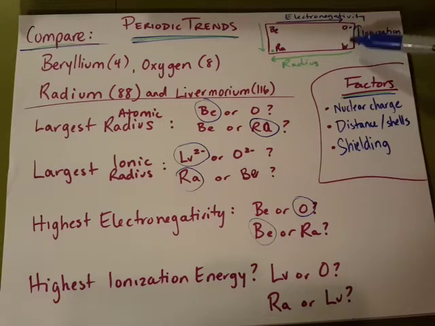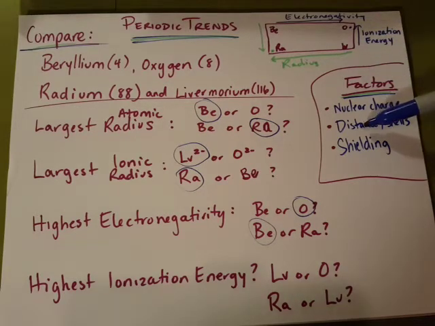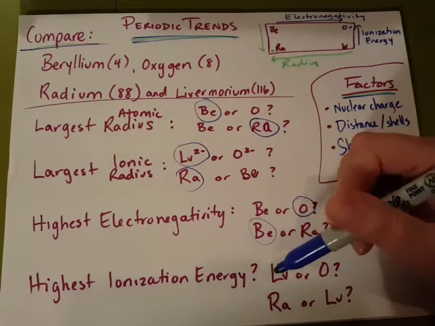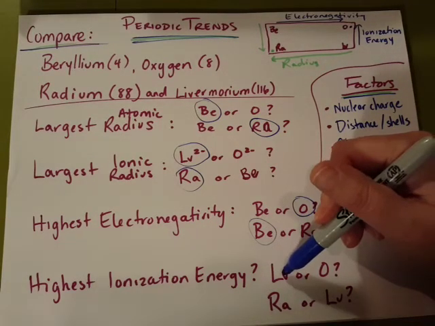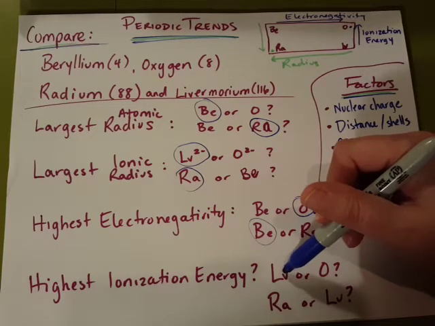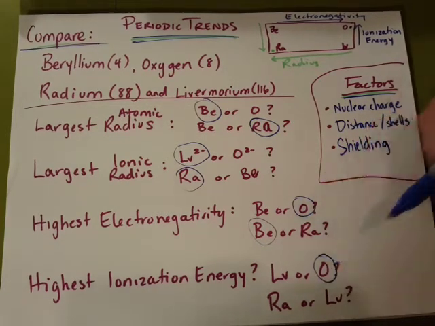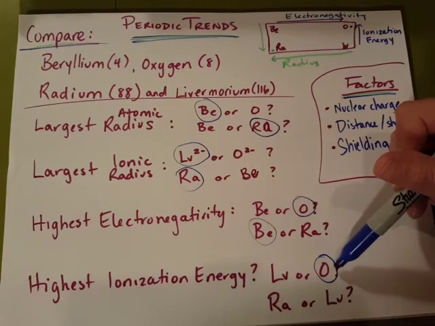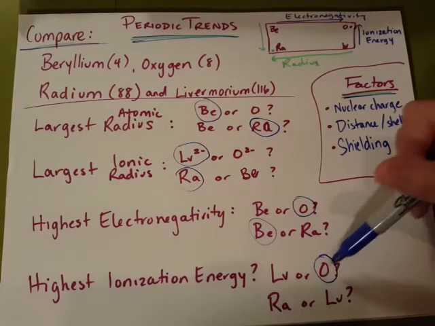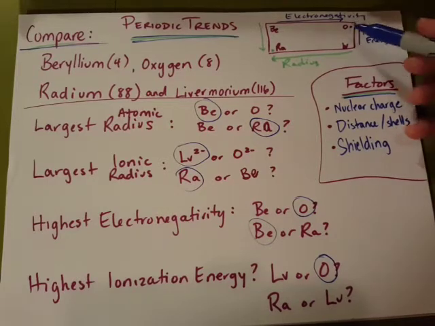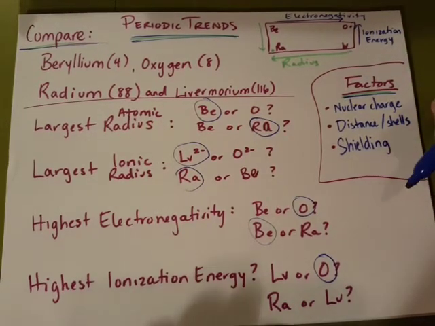And so who has the highest? Livermorium, although it does not want to give up any electrons, those protons are working over a greater distance. There's lots of shielding. There's definitely ways to remove electrons from here easier than oxygen. Oxygen, those electrons are very close to the nucleus. There's a really strong nuclear charge. You will need a very high amount of ionization energy to remove those electrons. In fact, fluorine is the element with the highest, and that's just right next door.